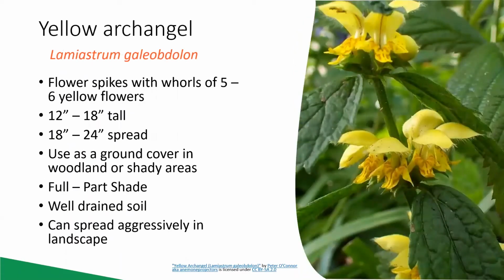The yellow archangel, you will find that some plants can be aggressive, and this could be one of those plants that has an aggressive tendency. It forms a loose mat of foliage, but it spreads indefinitely. And so you need to be aware when shopping for perennials of their aggressive tendencies. This one can tolerate full to part shade, and again, it can aggressively spread in the landscape.